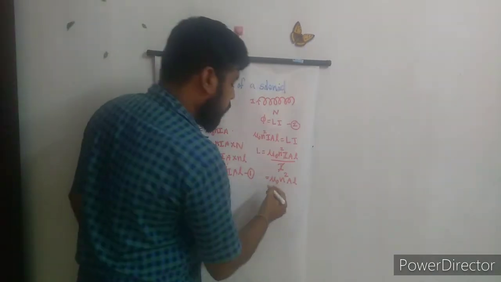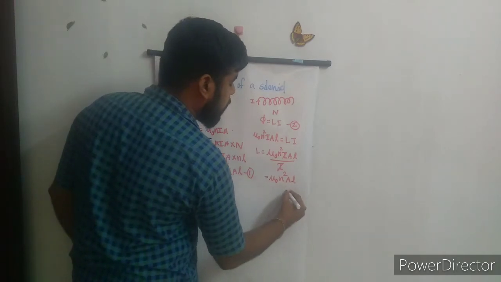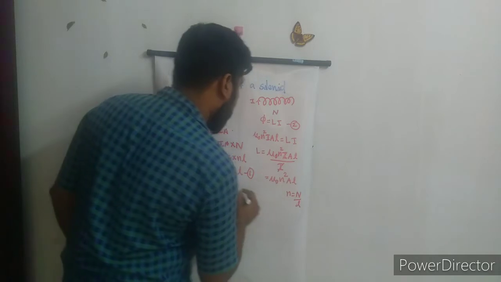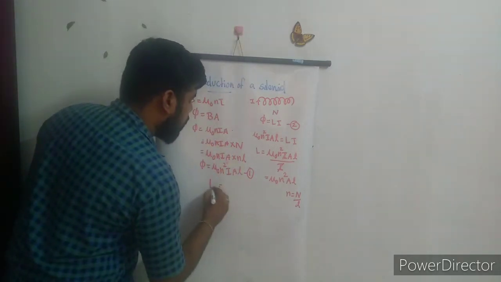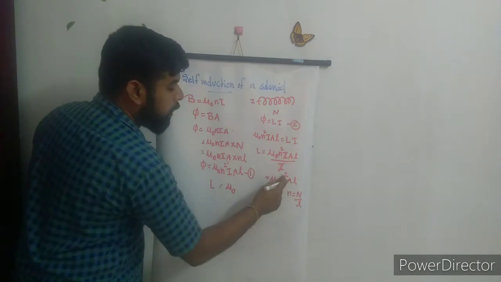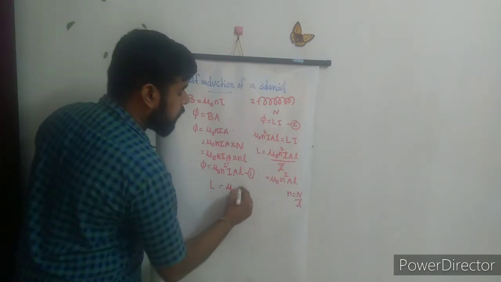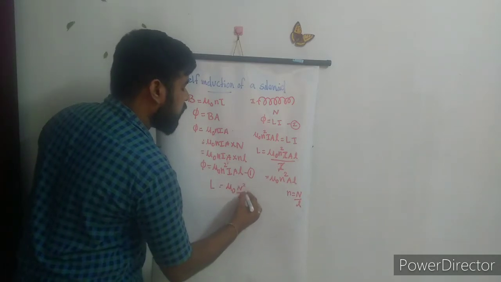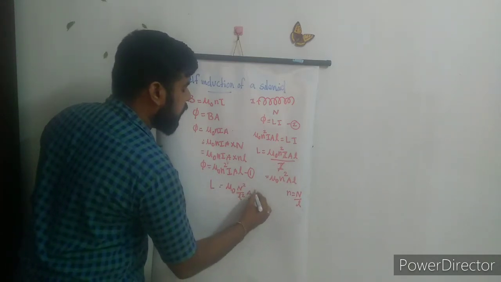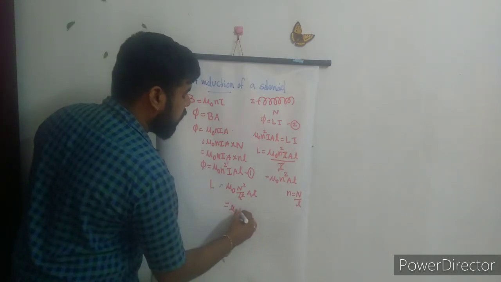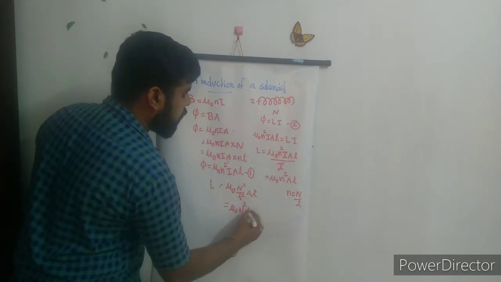We have to make a small change here. What is n? n is equal to N by L, as we learned earlier. Substitute here. So the self-inductance of the solenoid L is equal to mu 0 into N by L the whole square, that is N square by L square, into A into L. One L and one L cancel out. So the value is mu 0 N square A by L.